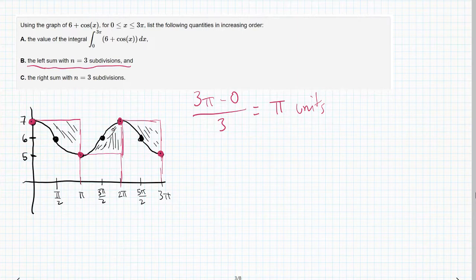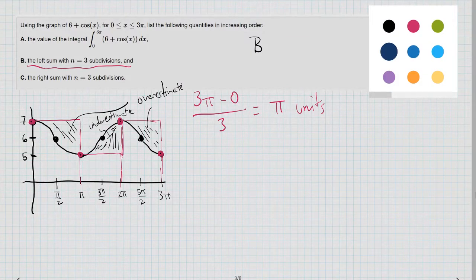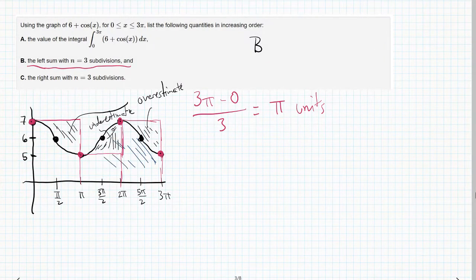Now, I'm not saying the graph is necessarily to scale, but it seems like B must be larger than A. What does A represent? A represents the whole area down below. So let me write this. Overestimate in those two portions, and this portion would be the underestimate. Versus the actual integral, which would be all this shaded underneath that curve over that interval. So that tells us that B seems to be greater than A.